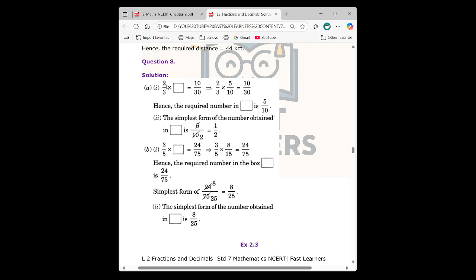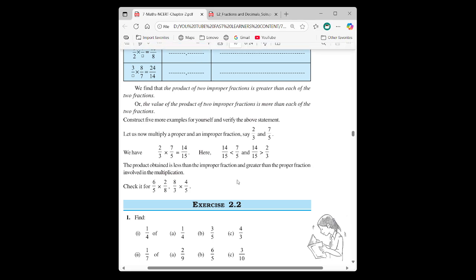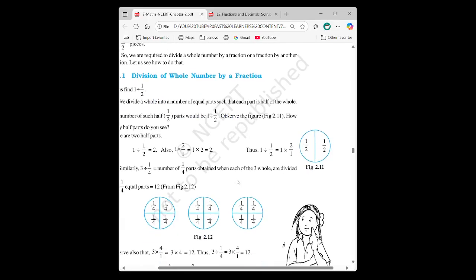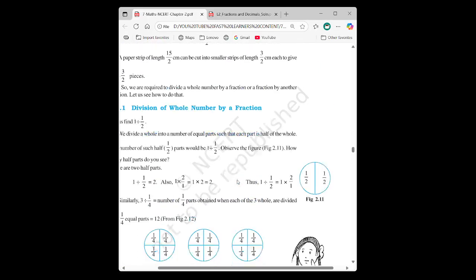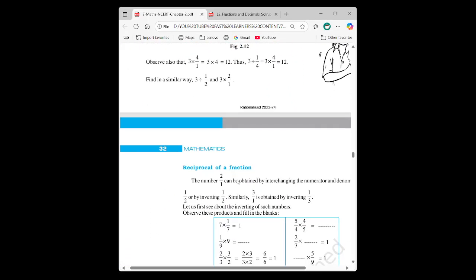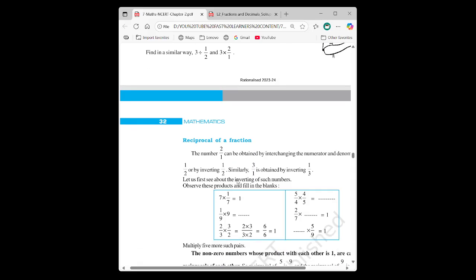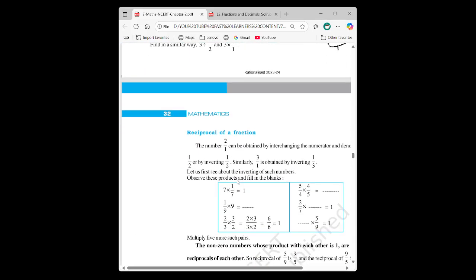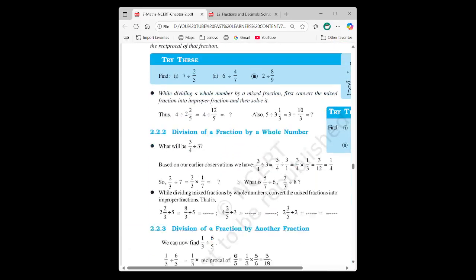Here you have to find out by what number you will multiply 2 so you will get 10. So you know 2 fives are 10 and 3 tens are 30. Same comes here in this question. Now let us see the next one, division of fractions. We saw multiplication of fraction with whole number, then multiplication of fraction with fraction. Now we are going to see division of fractions.